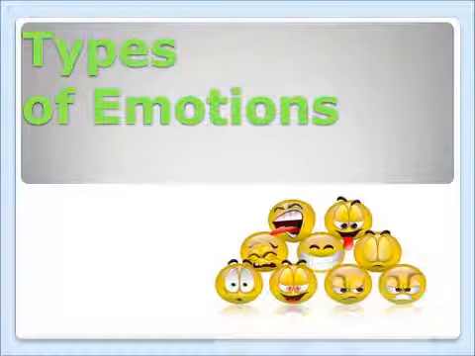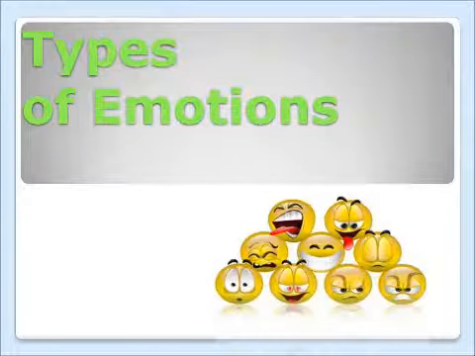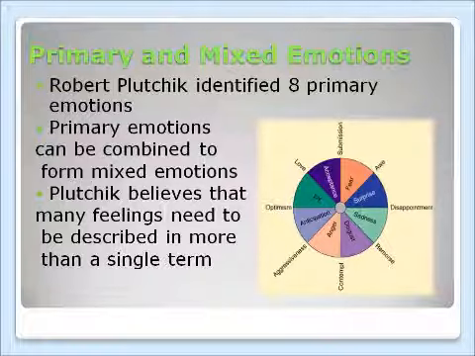The next topic we are going to cover are the different types of emotions. The first type of emotion that we are going to discuss is primary and mixed emotions. Robert Plutchik identified 8 primary emotions. Primary emotions are basic emotions such as acceptance, fear, surprise, sadness, disgust, anger, anticipation, and joy, and they can be seen on the inside of the circle in the picture.